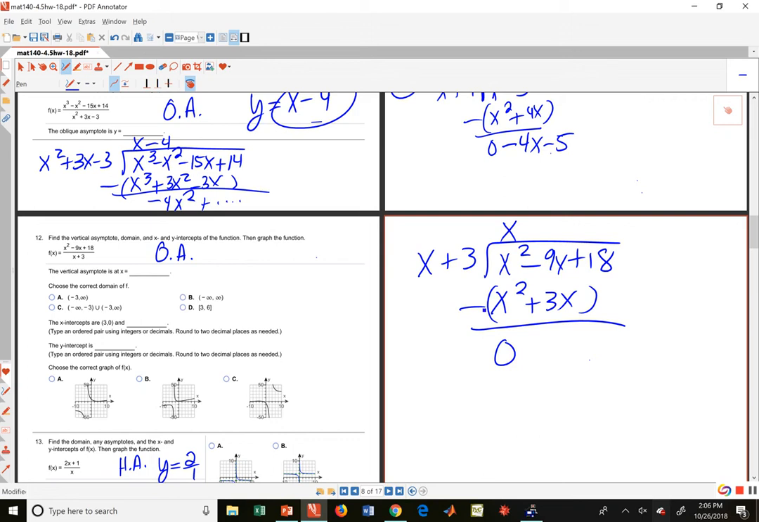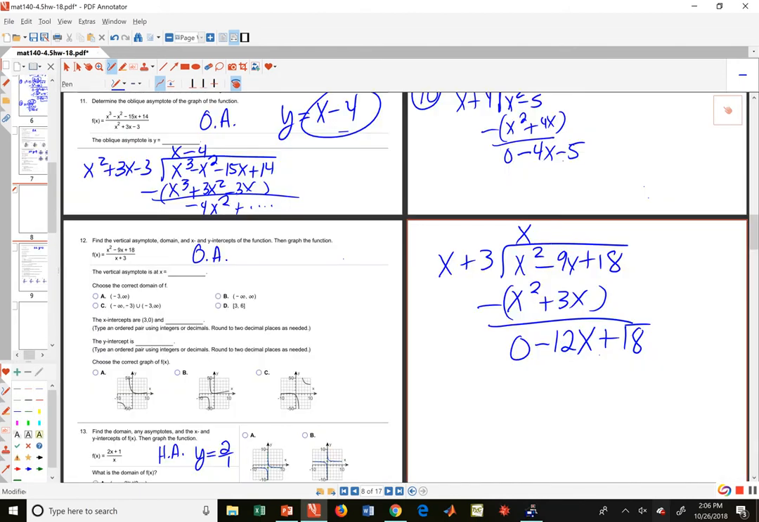Now, negative 9x minus 3x is negative 12x. The 18 is not relevant, but we'll go ahead and bring it down just to be precise. X goes into negative 12x, negative 12 times. There's our oblique asymptote. No more work needs to be done. Y equals x minus 12. So let's find that.